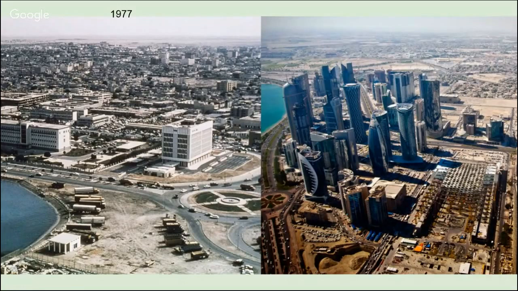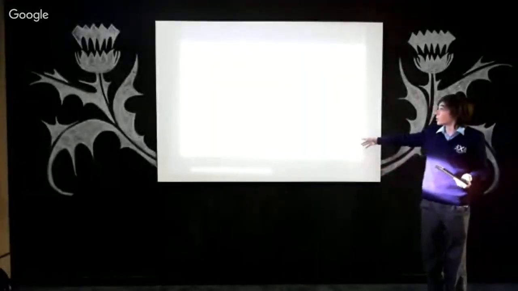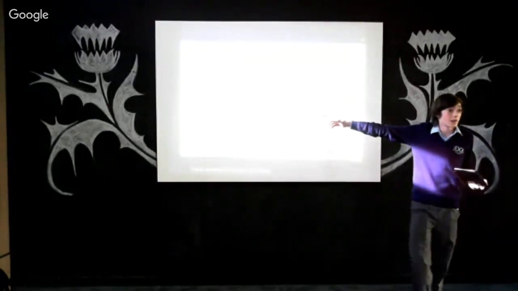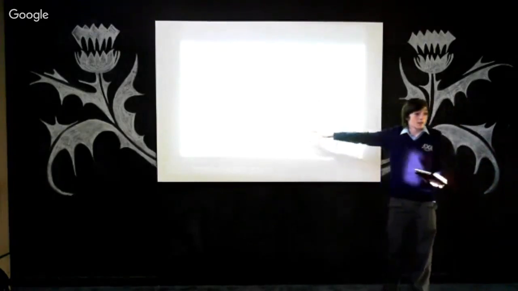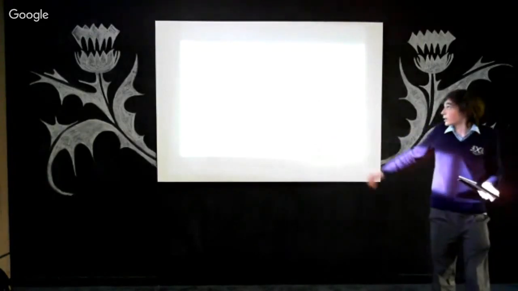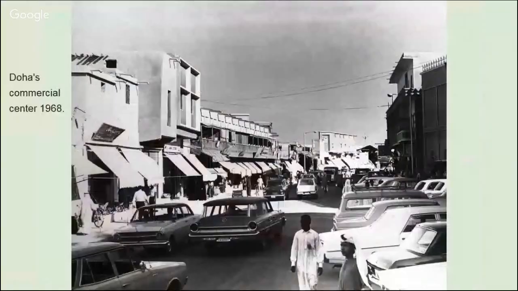Here's a photo of how Qatar was in 1977, and here's the present. You can see that it changed a lot. Maybe part of this is from the work that immigrants create. Here's another photo. This is Doha, the capital, in 1971. This is the center of the city. And here is the commercial center in '68. Well, here are the sources.